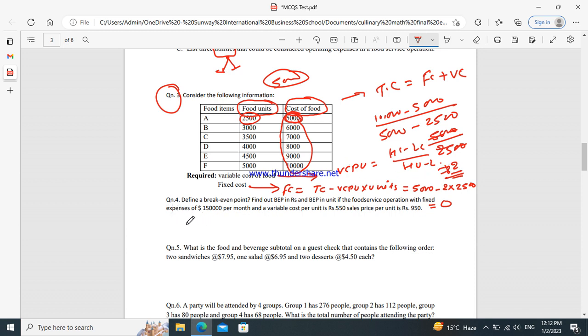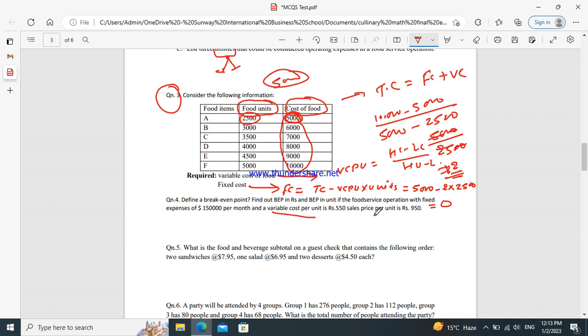Now move on to question number 4. Define break-even point. BEP means the neither profit nor loss position of the company. On the other hand, when the total cost and total sales are in equilibrium with each other, this point is called the break-even point. Find out the BEP in RS and BEP in units from the given data.